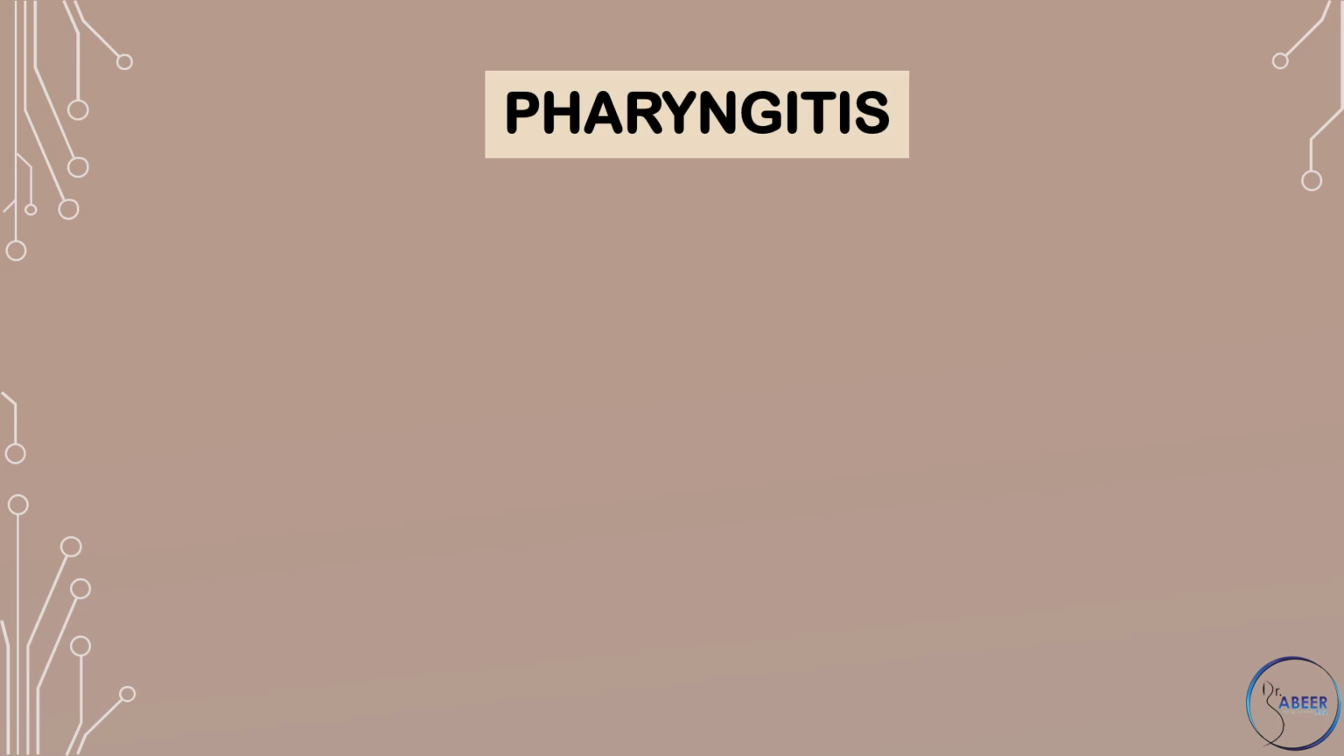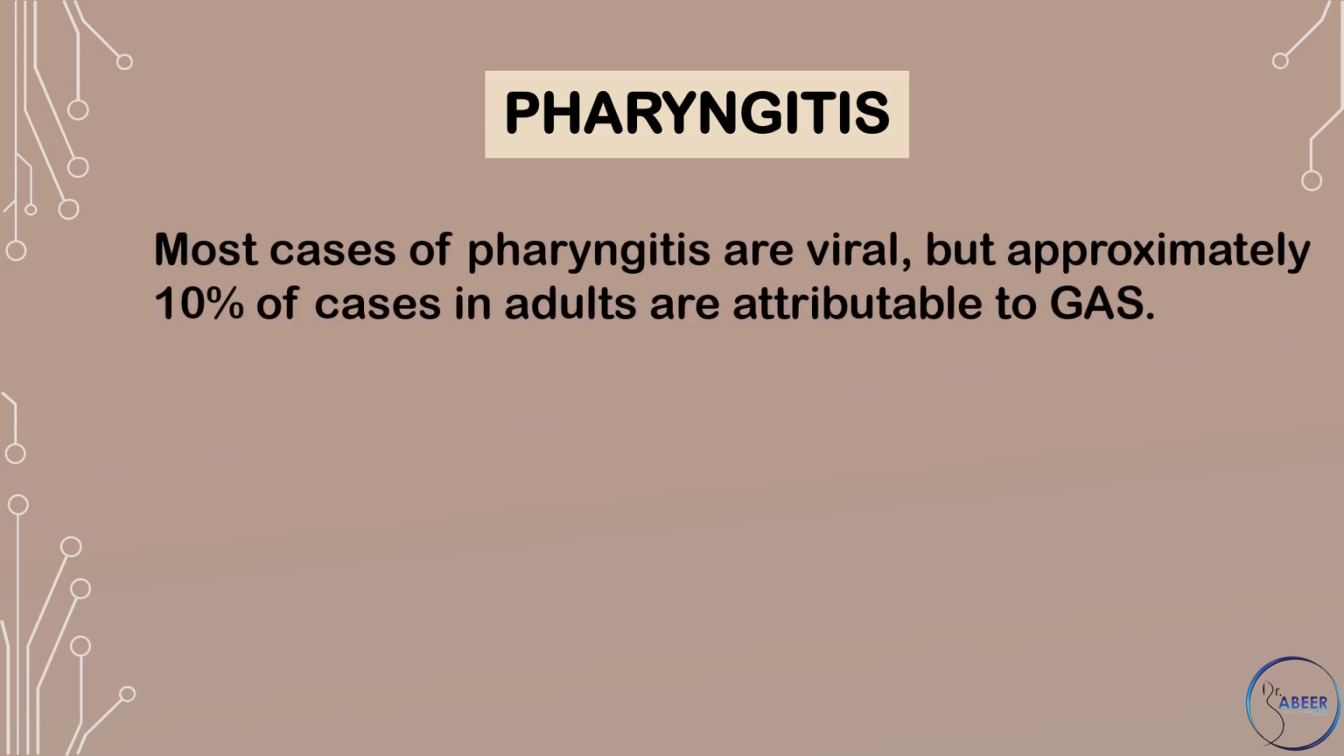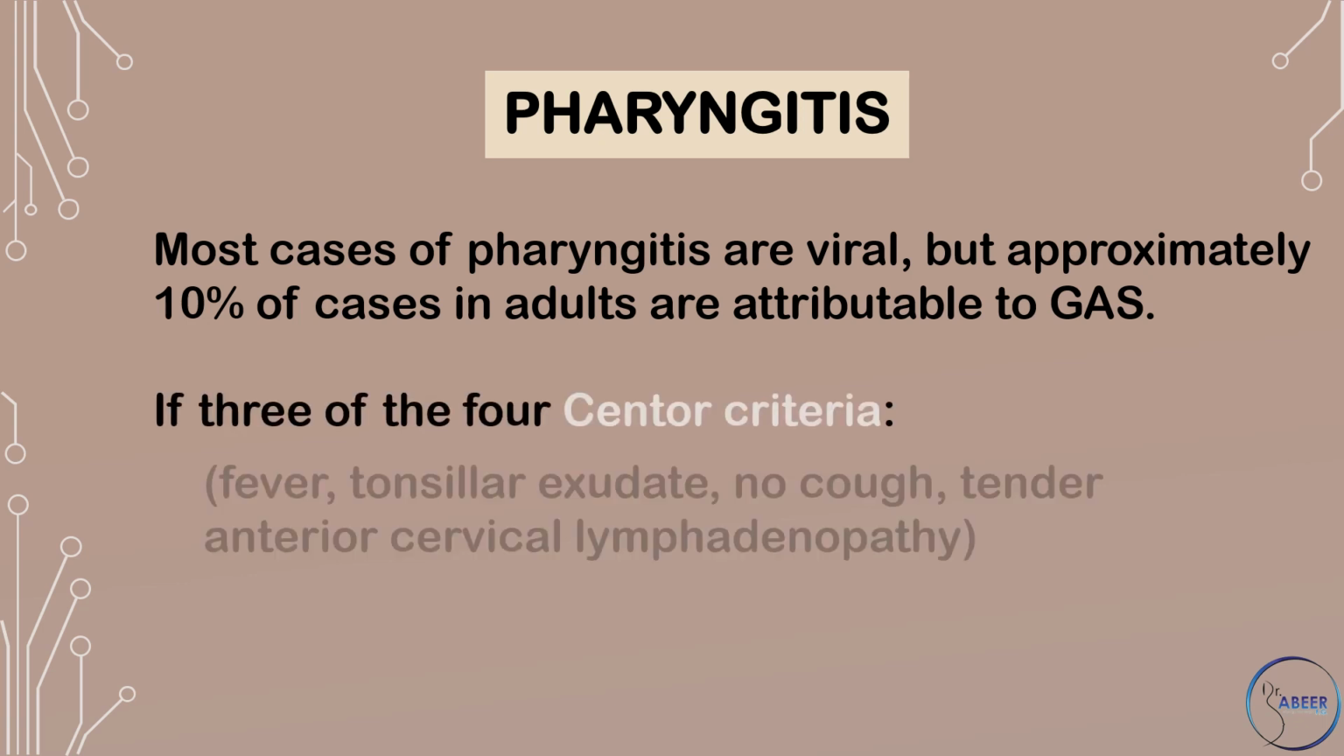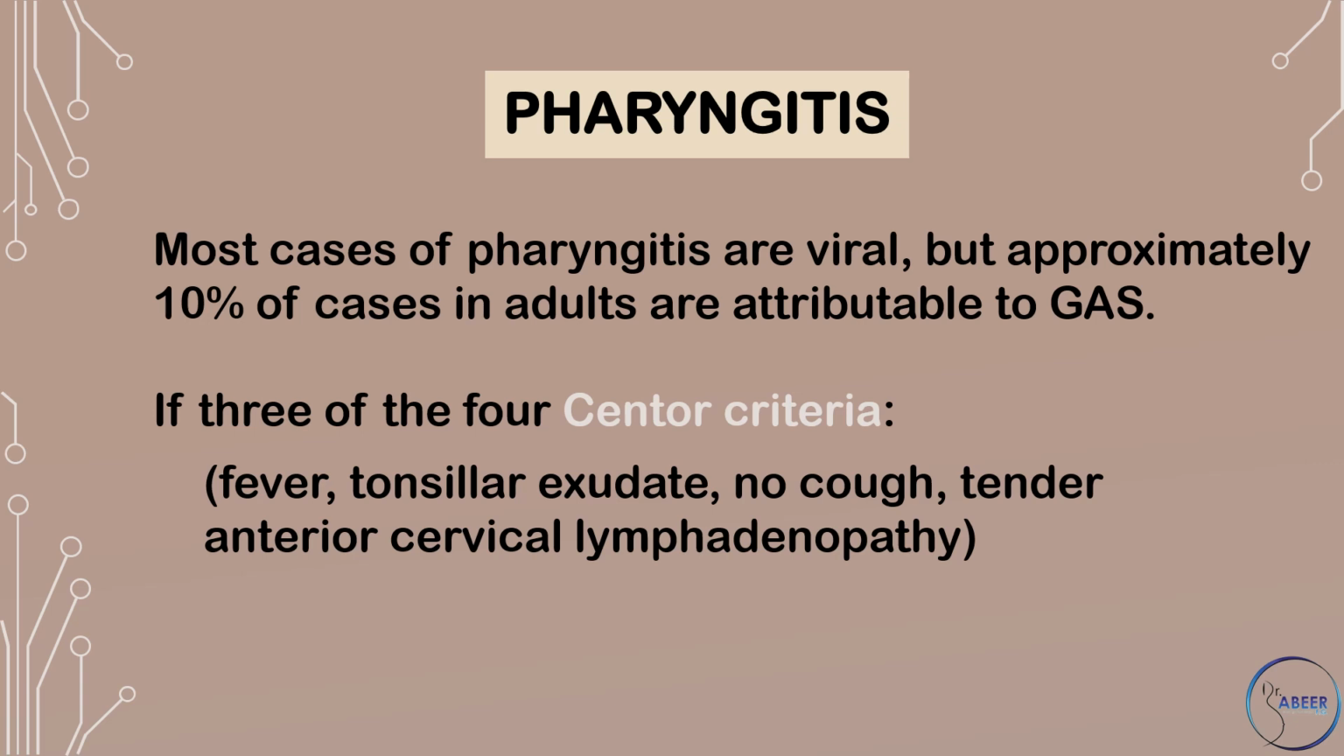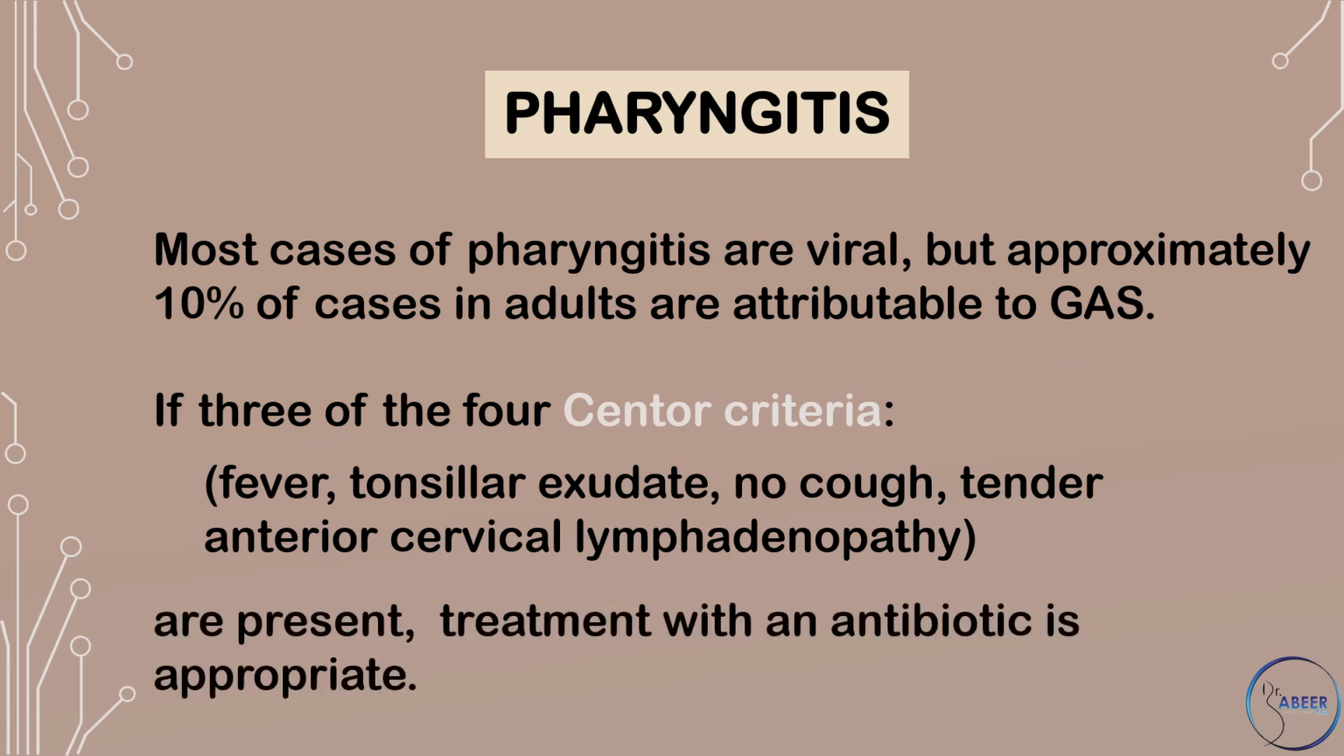Pharyngitis. Most cases of pharyngitis are viral, but approximately 10% of cases in adults are attributable to group A Streptococcus. If 3 of the 4 CENTOR criteria, fever, tonsillar exudate, no cough, and tender anterior cervical lymphadenopathy, are present, treatment with an antibiotic is appropriate.